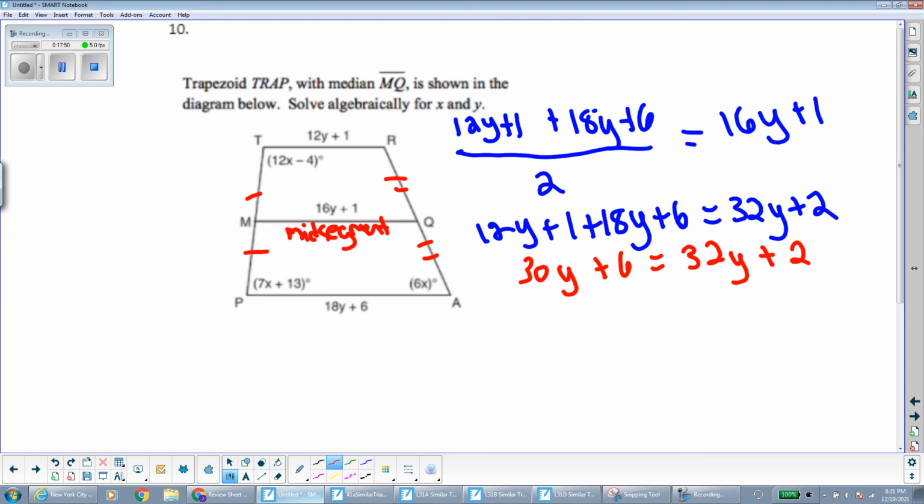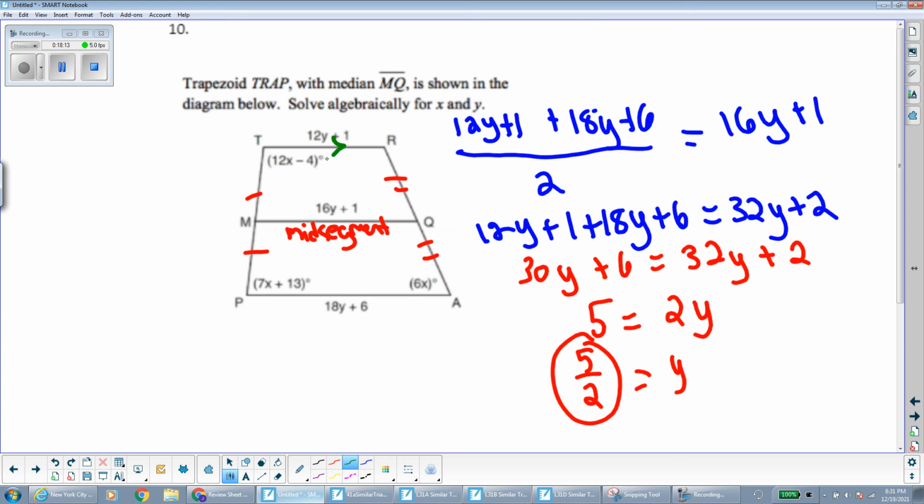Okay, now if I subtract 30y from both sides, and I also subtract 2 from both sides, I get 5 is equal to 2y. Dividing both sides by 2, I get y is equal to 5 over 2. You could also write it as a decimal, but I'm going to leave it as a fraction, 5 over 2. Okay, now let's talk about finding x.